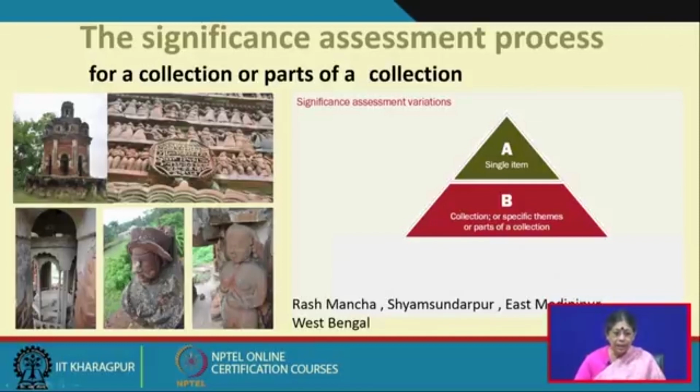So, this is an example where a collection, or parts of a collection, are significant to denote the significance or contribute to the significance of this small structure, which is a Rash Manchur.